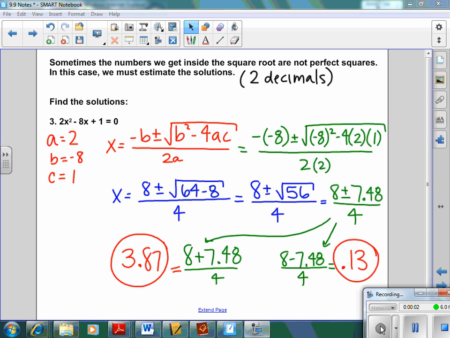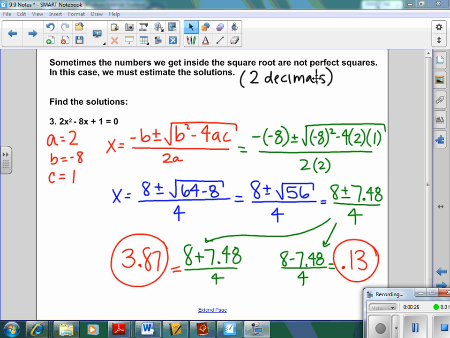Last time we left off, I had you do this problem on your own. Your A was 2, your B was -8, and your C was 1. Hopefully your work looks something like mine. The only part that was different than anything we had done before is when we got to the square root part here. Square root of 56 is not nice and pretty. It's about 7.48. So type that in your calculator.